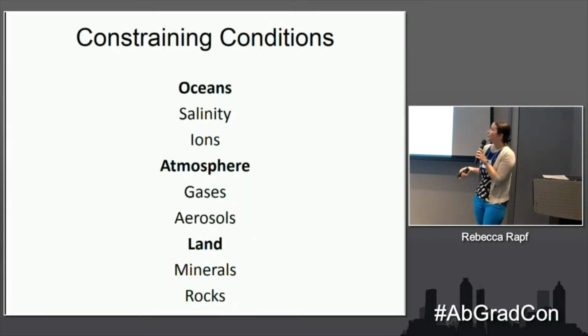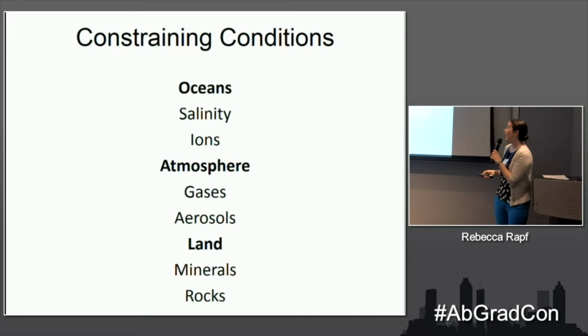And so when we're thinking about constraining the conditions, we're thinking about what might have been present in oceans, the salinity, the ions. We're also thinking about what was in the atmosphere, what gases were available. Also, were there aerosols or hazes or things like that? And what chemistry can that provide? And also land, like how much land was around and what were the minerals and rocks there as well.